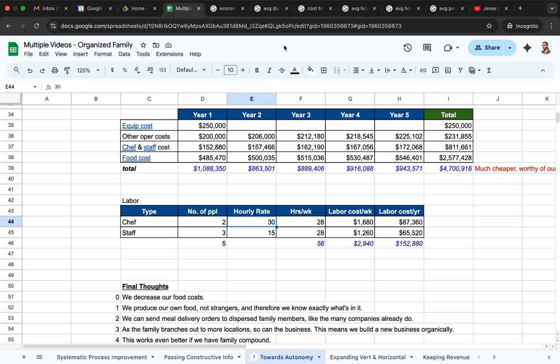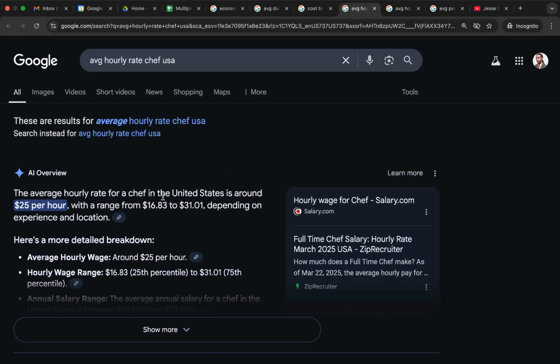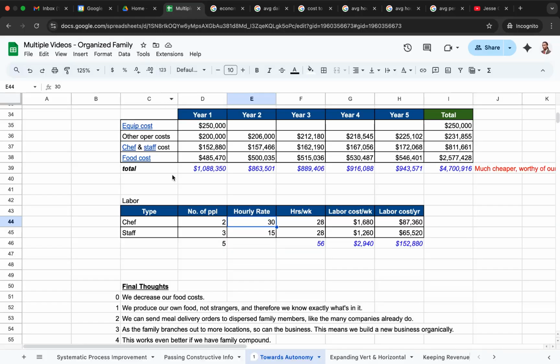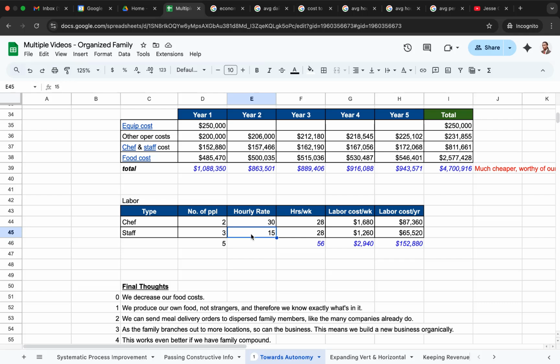If we look online here, as far as the hourly rate for a chef, I went here. The average rate for a chef in the United States is $25 per hour. To be conservative, I said, okay, what if it costs us $30? Moving on to the staff members, the average hourly rate for kitchen staff is about $14. So here I put $15 to be on the safe side.